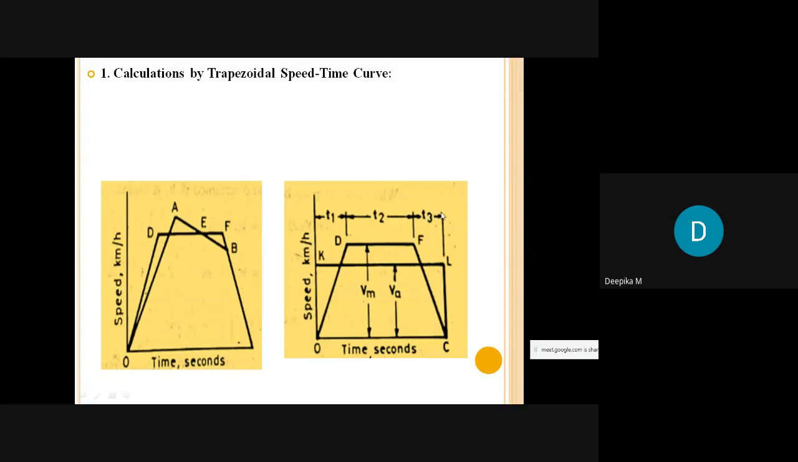The total period is called the time of run, the capital letter T. Here you can see the OKLC curve. This is the average curve, which is used to calculate the average speed of the train. Here VM is the maximum speed attained by the train. These are the terminologies used in the trapezoidal speed time curve. Now let OABC be the actual speed time curve.